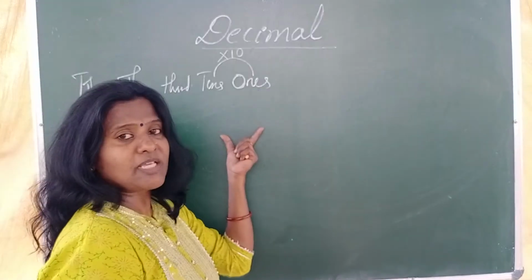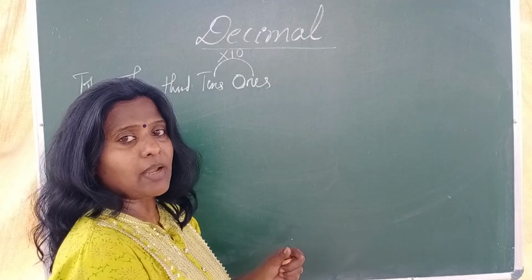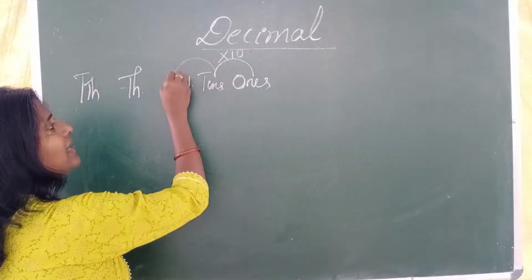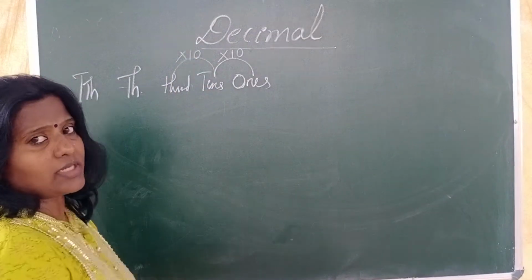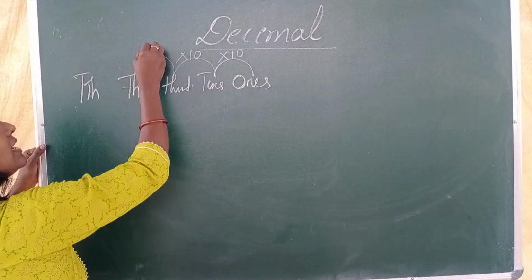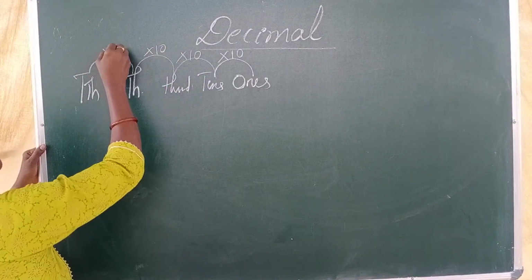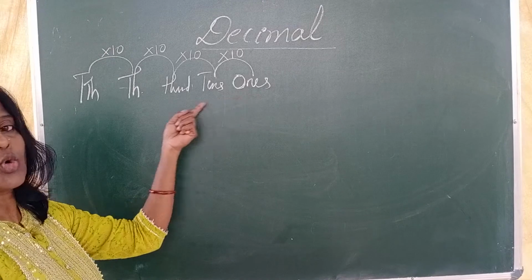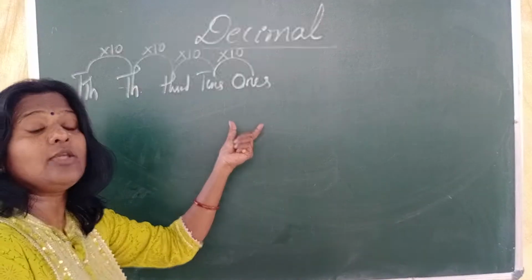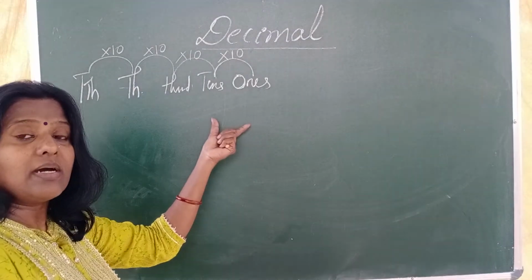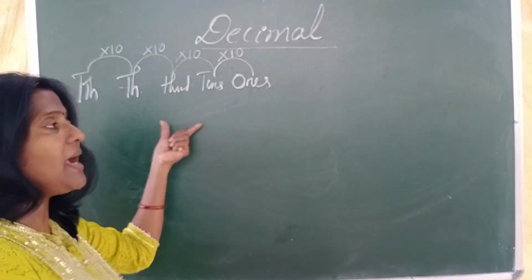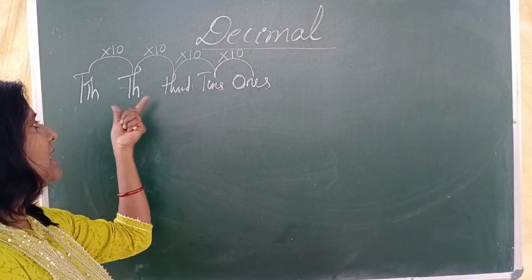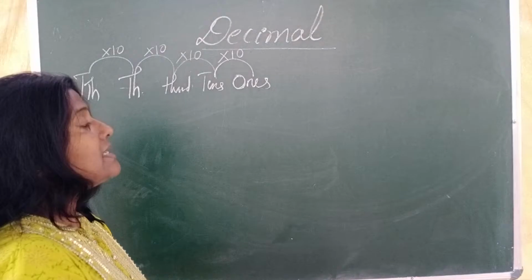To go from the ones place to the tens place we multiply by 10. In the same way, to go from 10 to 100, we multiply by one more 10. This continues like this. Multiply by 10, multiply by 10, like this it goes on increasing. The place value of the number increases if you multiply by 10. Ones, tens, hundreds, thousands, 10,000 like this.